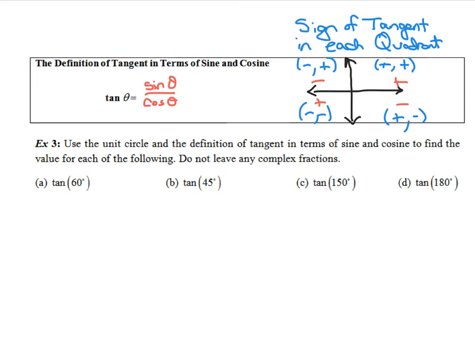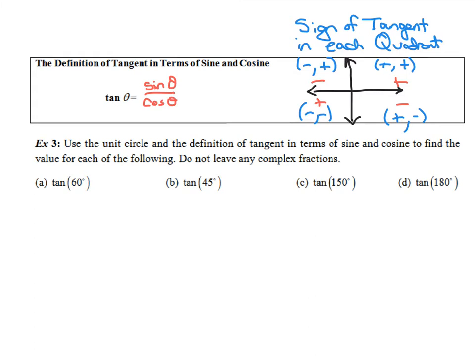Now let's go ahead and look at example number 3. We're going to use our unit circle and the definition of tangent in order to find the value for each of the following. We want to make sure that we simplify our answers as much as possible, meaning that we're not going to leave any complex fractions. I'm also never going to leave a radical in the denominator of my fraction.